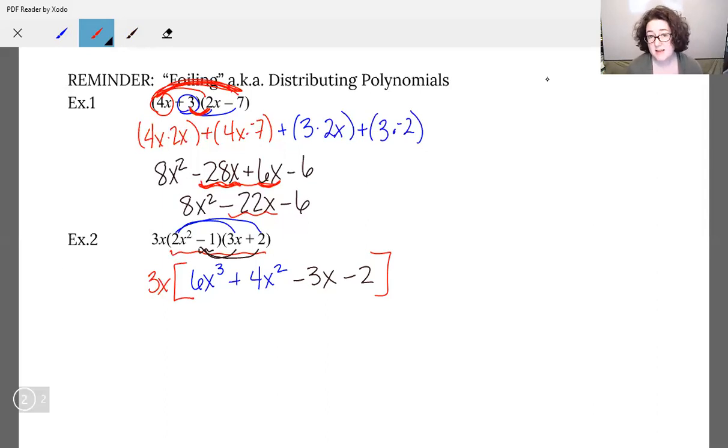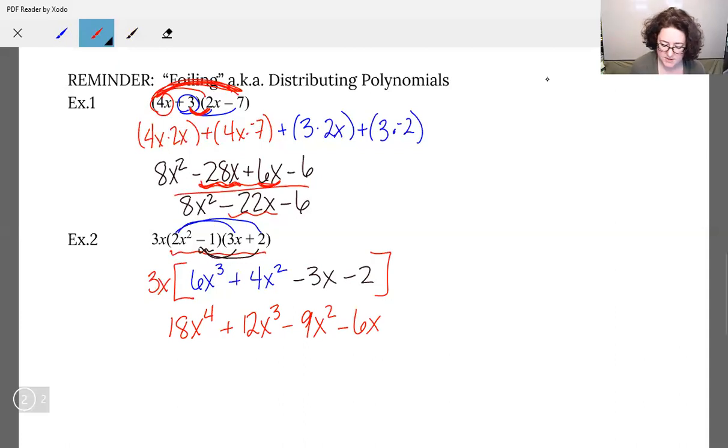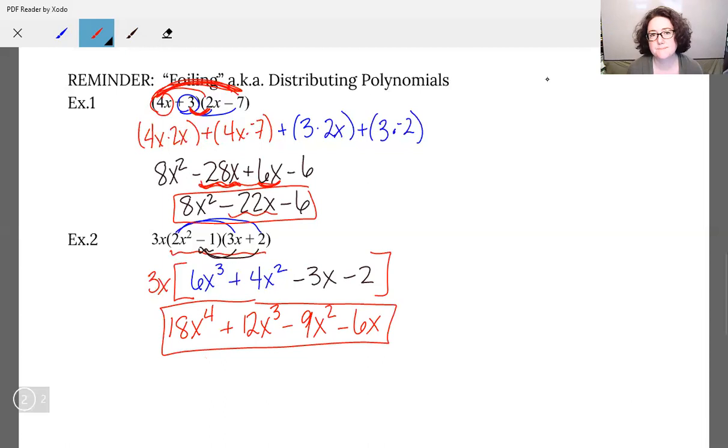So now I can take that 3x from out front and distribute him over the results that I found. So this is going to make 18x to the 4 plus 12x cubed minus 9x squared minus 6x. And so these are our final answers when we multiply those out.